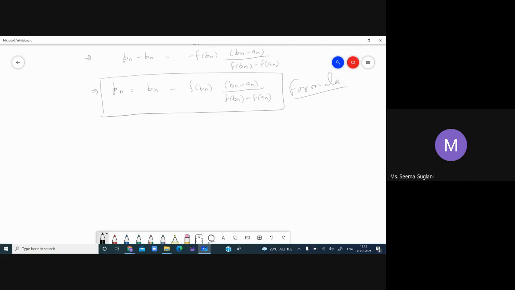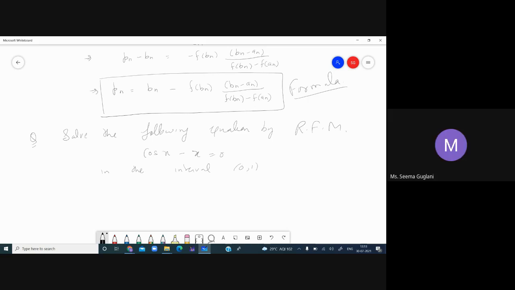Suppose you are given to solve the following question by the regular falsi method. The equation is cos x minus x is equal to 0, in the interval 0 to 1. Now I have to apply regular falsi. It means I have to use the above method.